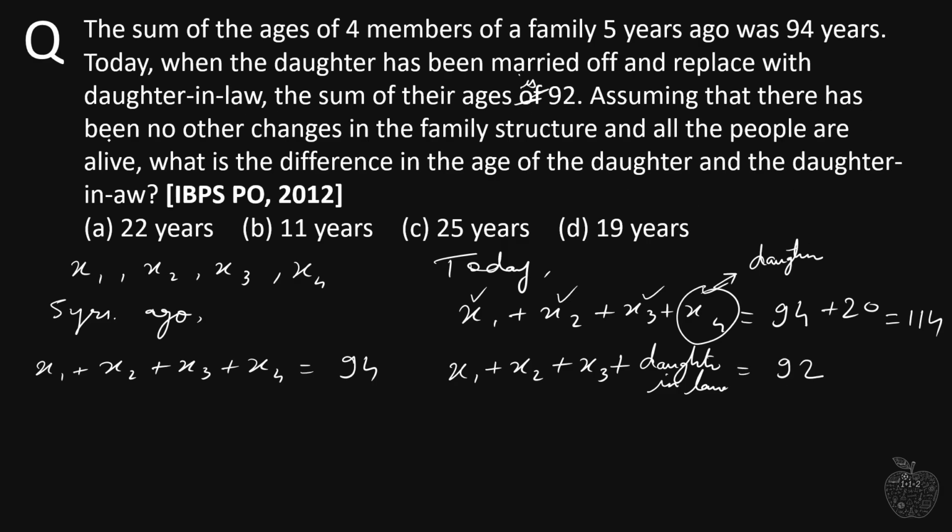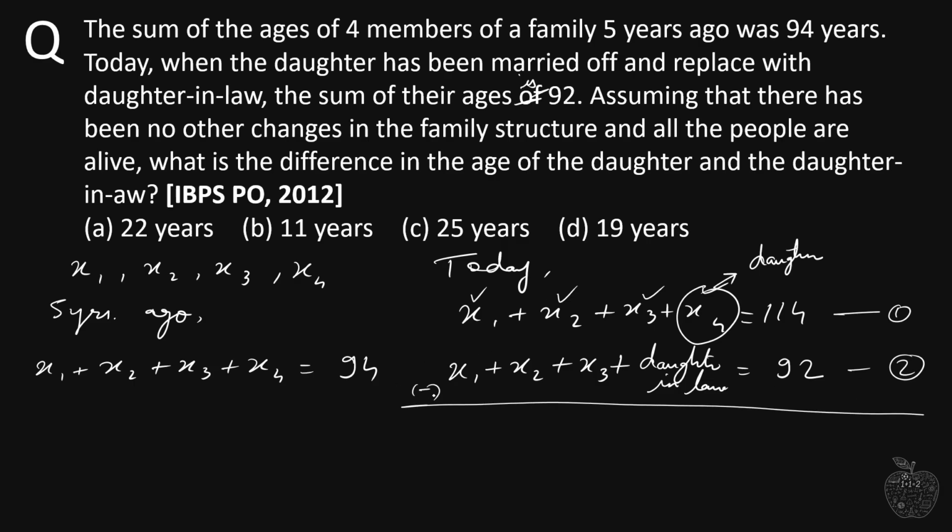Assuming that there has been no other changes in the family structure and all the people are alive, what is the difference in the ages of the daughter and daughter-in-law? So we have to find out the difference between the ages of daughter and daughter-in-law. This is simple. All we have to do is, now I'll just write it here, this is 114. So if this is equation 1, this is equation 2, all we have to do is subtract equation 2 by equation 1.